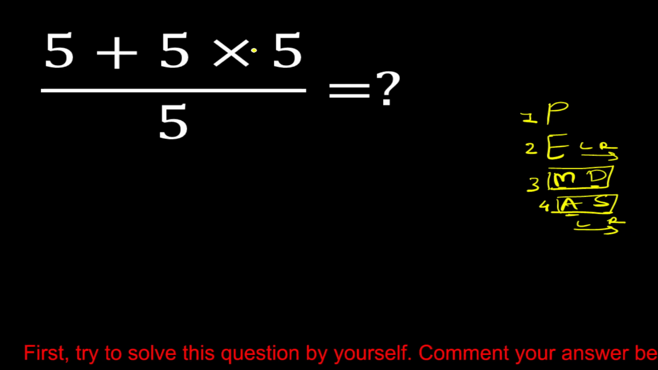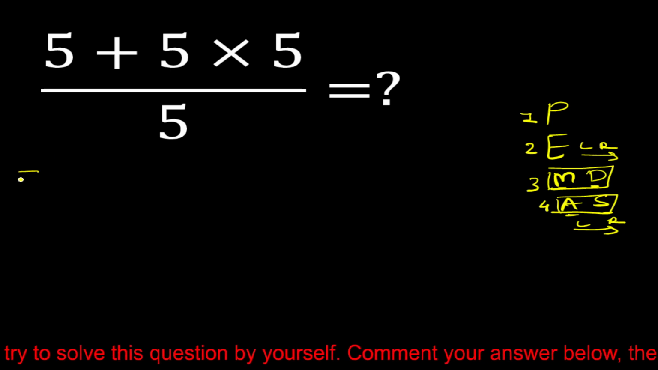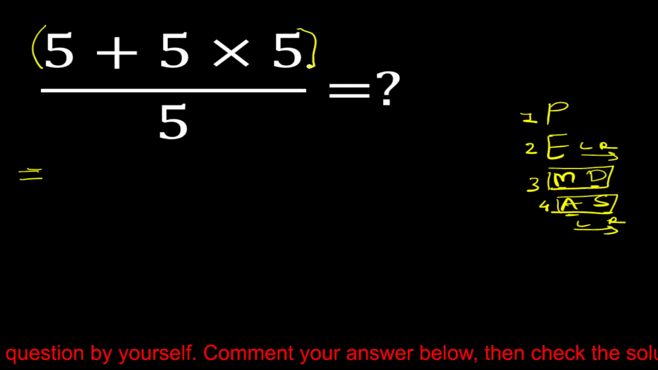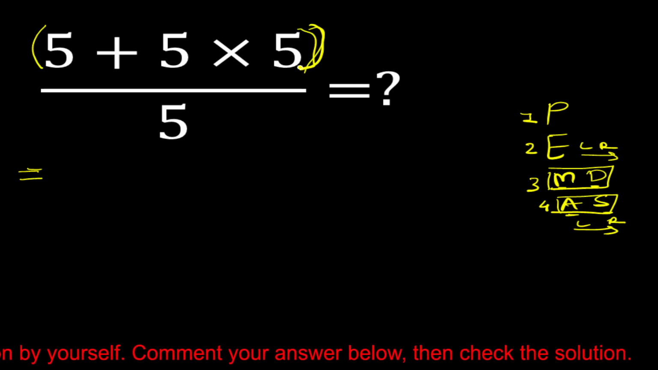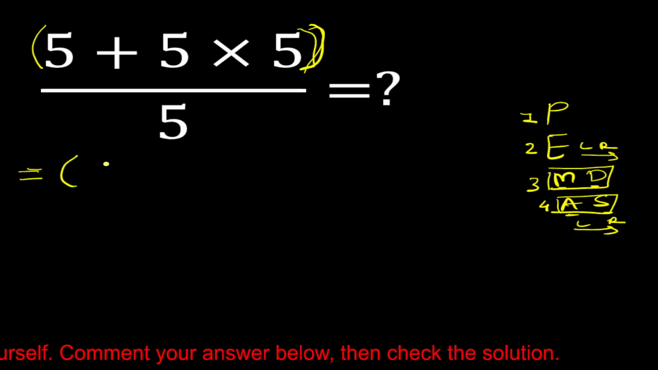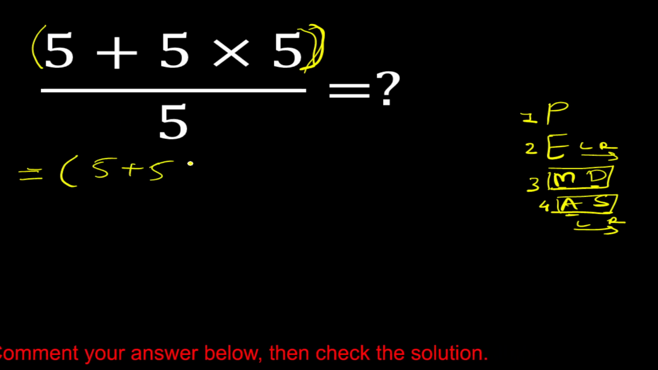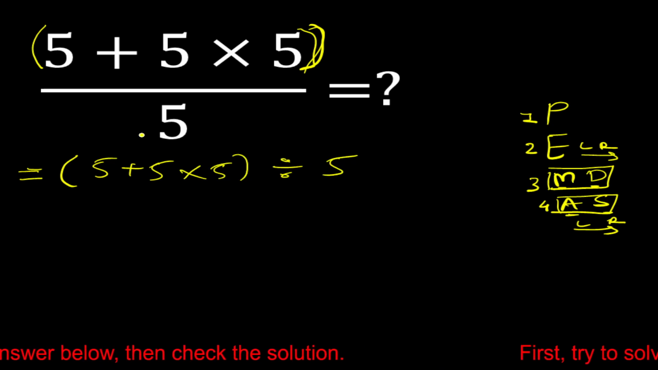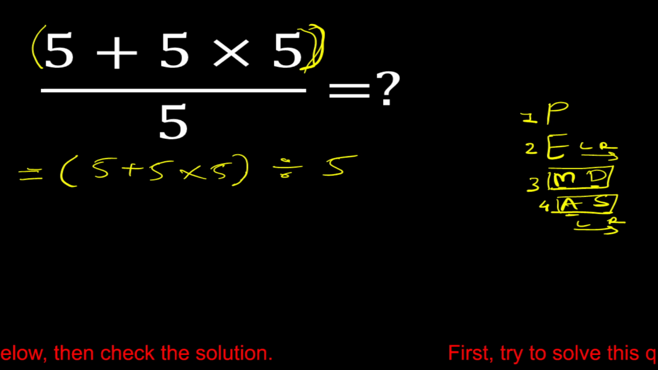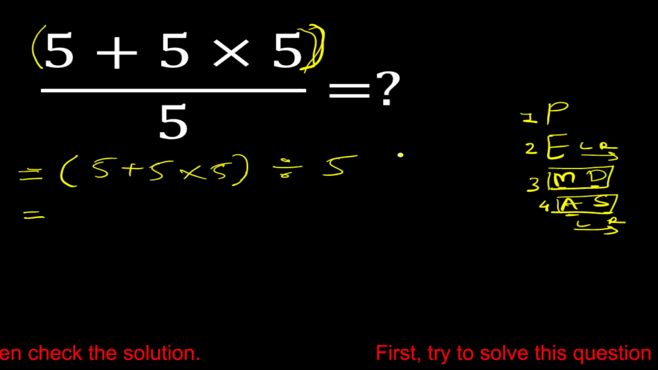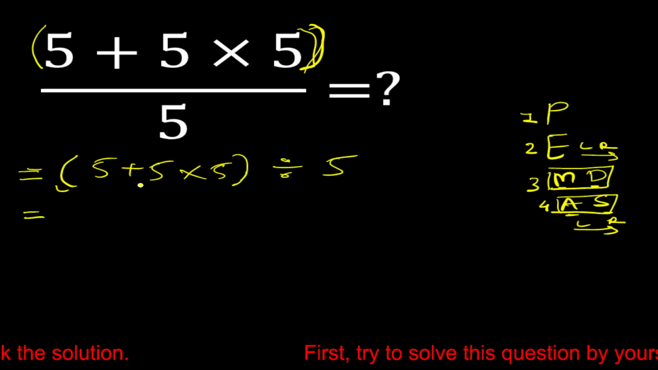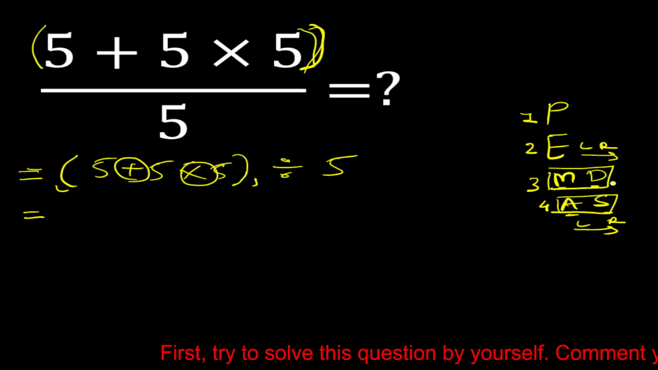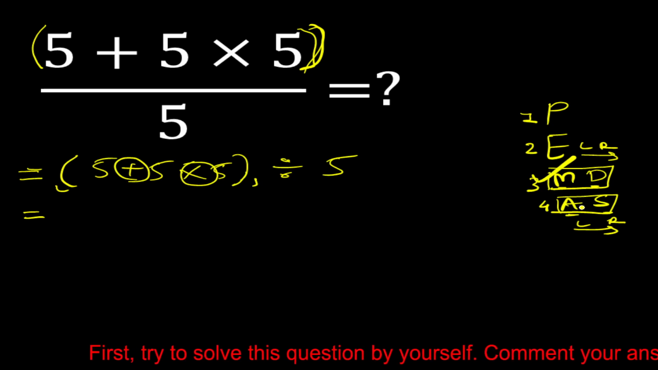So, here is a parenthesis. We can write this in the parenthesis like 5 plus 5 multiply 5, then divide 5. Now first priority is parenthesis, but in this parenthesis here is addition and here is the multiplication. First priority is multiplication, then we have to solve addition.